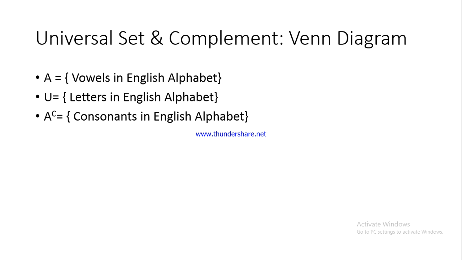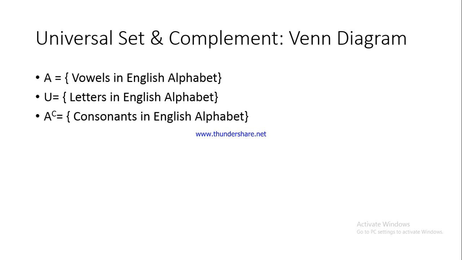I hope you know what consonants are. All other letters except the vowels are the consonants. For example, B, C, D, F, G, H, J, K, L, and so on. Since there are 5 vowels in the English alphabet, naturally the remaining ones are the consonants. They are basically 21 in number. So A complement will be a set of only the consonants, because consonants are those elements which are part of the universal set but they are not part of the set A, because set A only contains vowels. Is this understood?